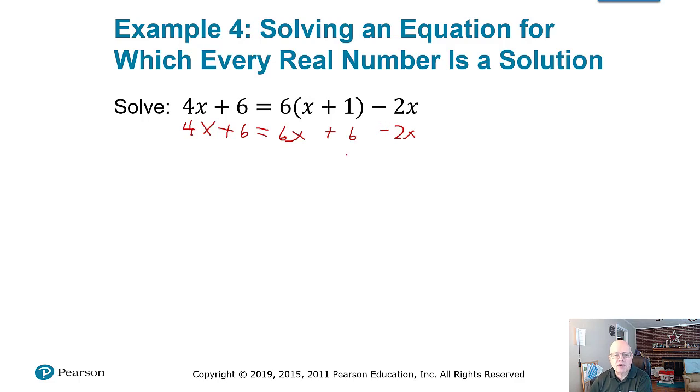All right, what do we have to do now? Well, on the right-hand side, we've got x terms both places on the same side, so we're going to combine those two for the next step. So we'll just bring down this 4x plus 6 equals. So 6x minus 2x, that's 4x. We've still got the plus 6 there. And look at that. We've got the same thing on both sides. It's not going to matter what our x is.